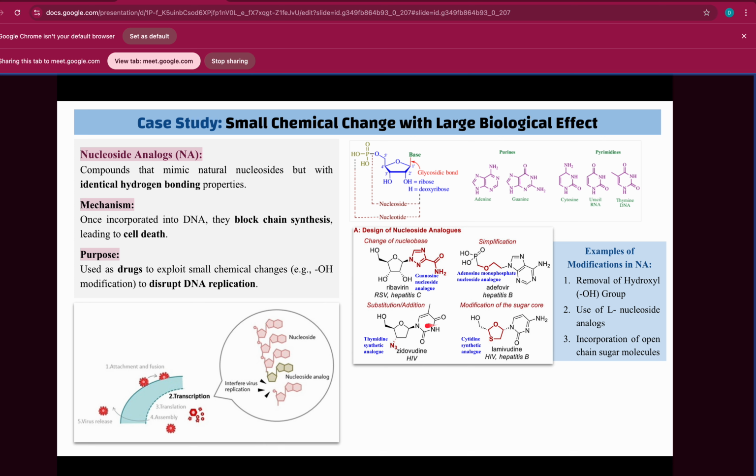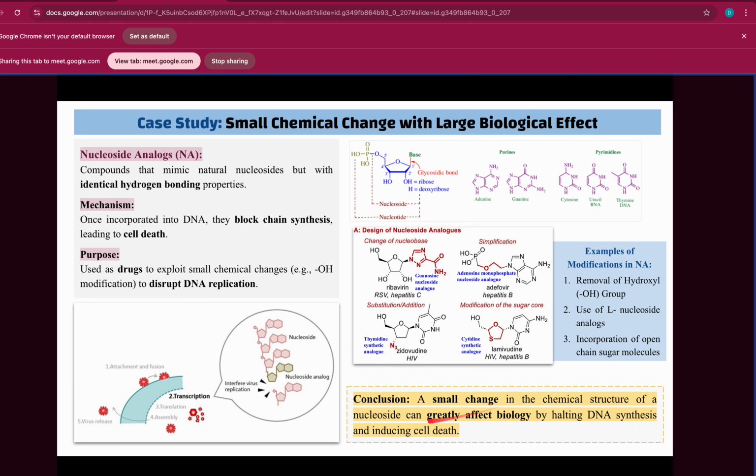So these are some of the nucleoside analogues which are used in case of diseases such as hepatitis C, hepatitis B, similarly HIV. So this is their role, this is the mechanism, how they work. Ultimately we can say that a small change in the chemical structure of a nucleoside can greatly affect the biology by halting the DNA synthesis and inducing the cell death. Because if DNA replication stops, then the other machinery such as transcription, translation and all those things will also ultimately stop.